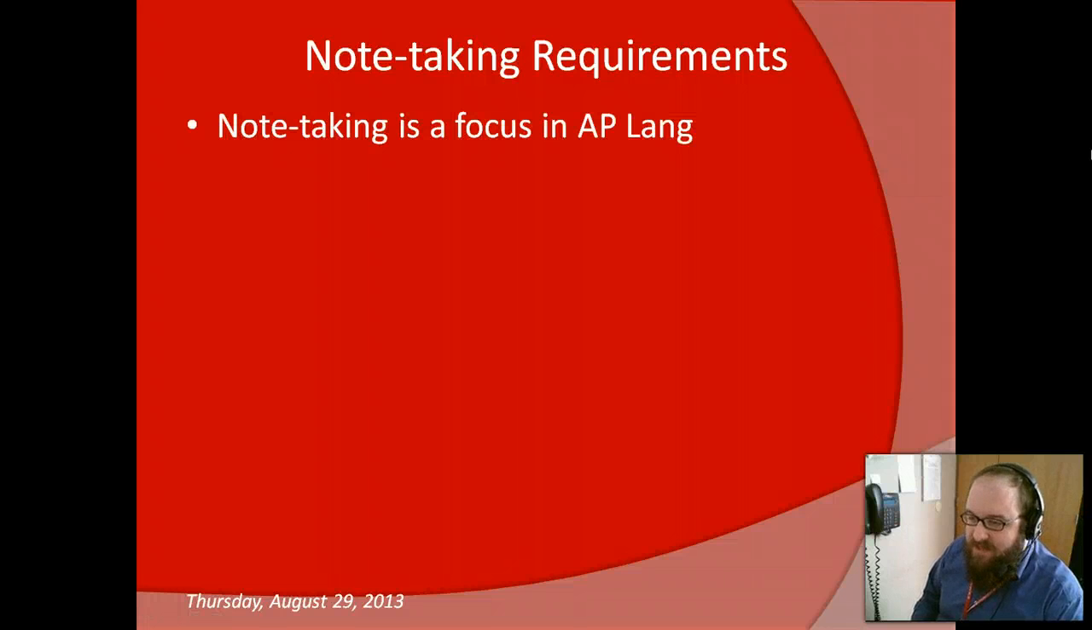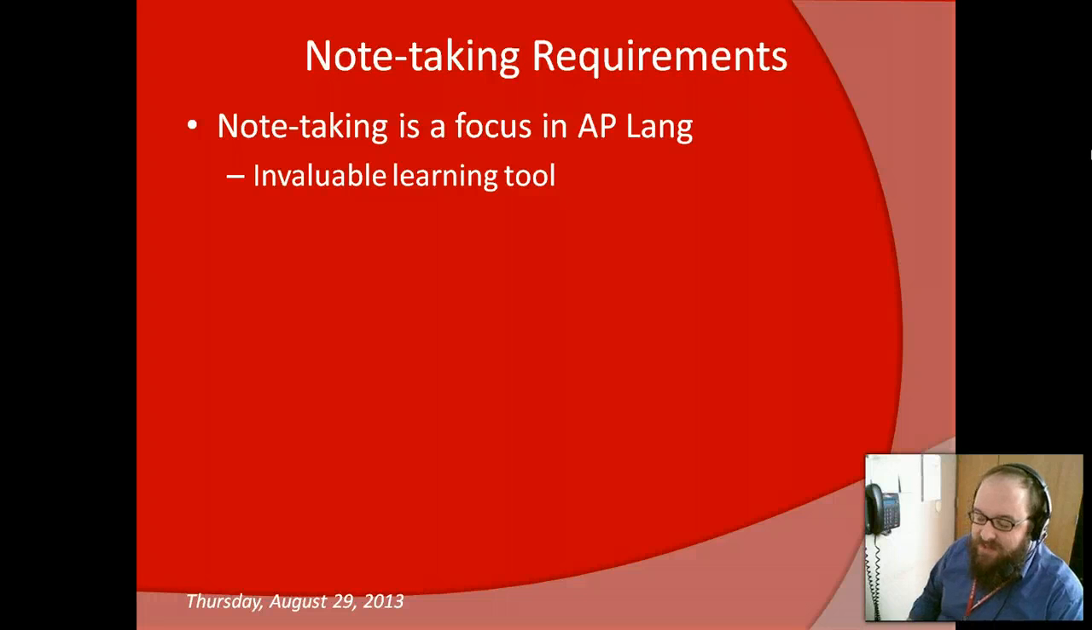Note-taking requirements. Note-taking is a focus here in AP Lang. This is a college preparation class, and so we're trying to give you some college skills to take with you. Note-taking is an invaluable learning tool as well as an invaluable study tool. It's really difficult to study for an exam unless you have taken notes over that exam, and far too often in high school the burden has been put on the teacher to give you study materials, when in fact it's not our responsibility to give you things to study and things to work on to prepare for a test. That's your responsibility. So we're going to refocus on this essential non-academic skill in AP Lang.